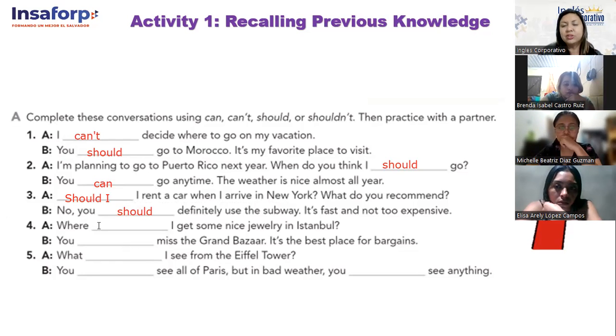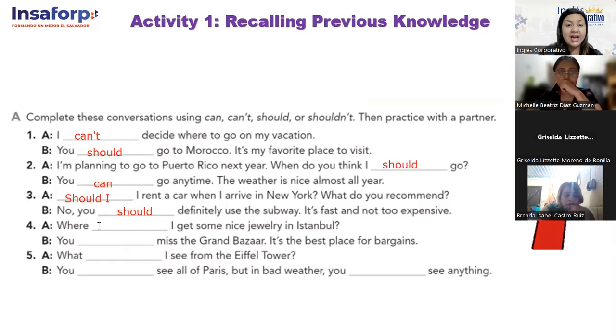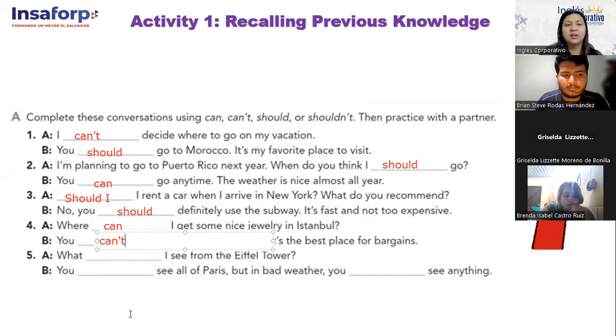Okay, conversation number four. Where can I get some nice jewelry? Where can I get some nice jewelry in Istanbul? You can't miss the Grand Bazaar. It's the best place for bargains.